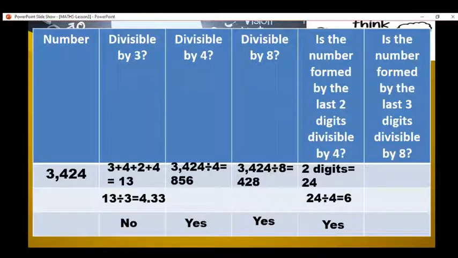How about, what are the last 3 digits of our given number? Very good. Look at your number again. 3,424. The last 3 digits are 424. So we need to divide it. 424 divided by 8, we got 53. So the answer is yes. So we can say that the number 3,424 is not divisible by 3. It is divisible by 4 and 8.